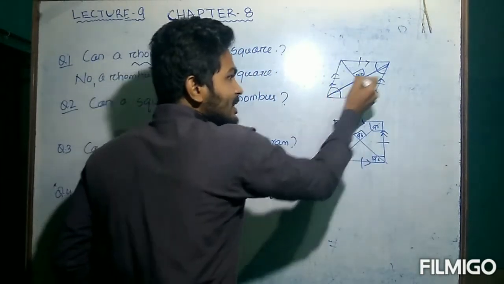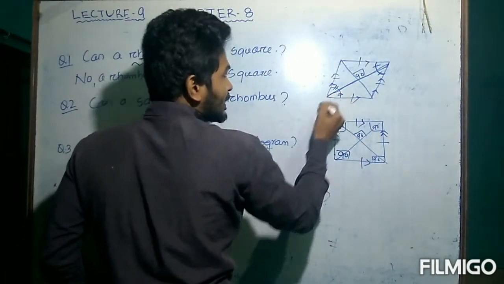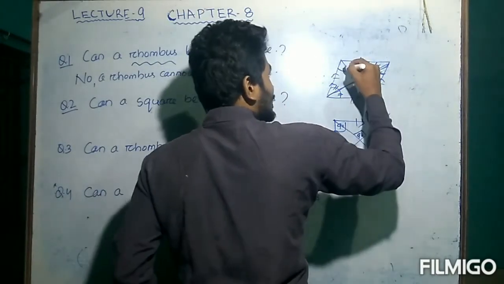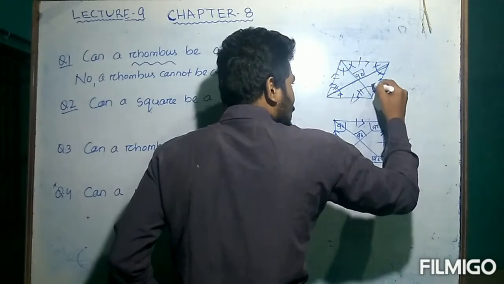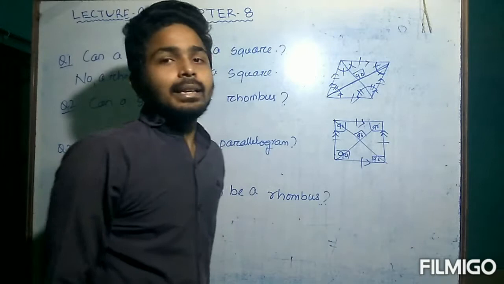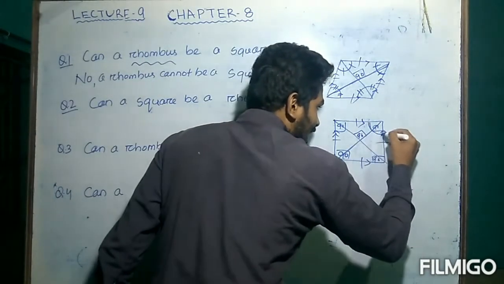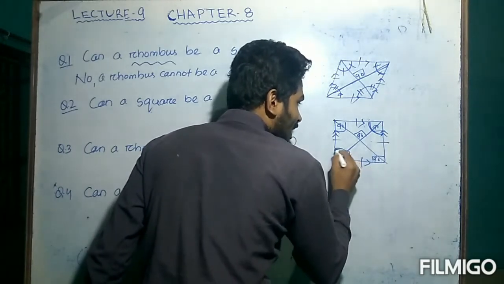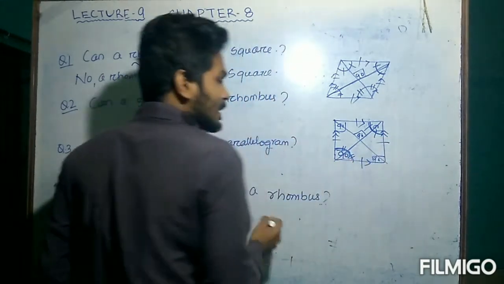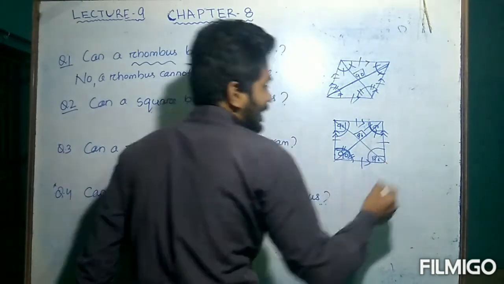Now the next property is, in case of a rhombus, each diagonal is the angle bisector of its opposite vertical angle. It means this diagonal bisects this angle, this is equal to this, and this angle. Similarly, this diagonal bisects this opposite vertical angle and this angle. So it is equal to this, and this is equal to this. And the same rule applies for a square. In case of a square also, each diagonal bisects the opposite vertical angle. That means this half is equal to this half, and this half is equal to this half. Similarly, this diagonal also bisects this angle and this angle.